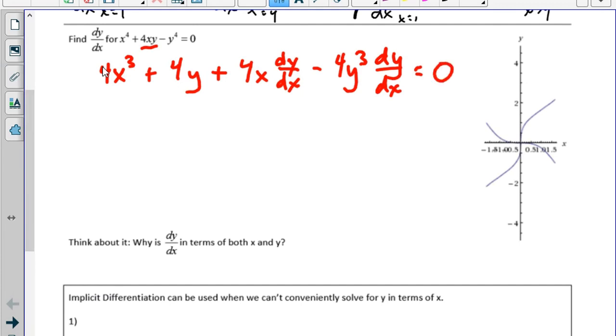So now this is what our derivative looks like. We want to find dy dx. So if we want to find dy dx, our objective is going to be to get everything that doesn't have a dy dx on one side, and keep everything that has a dy dx on the same side. So I'm going to subtract 4x cubed and 4y over to the other side.